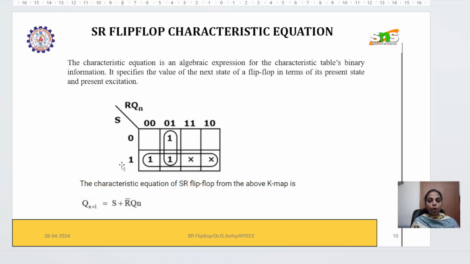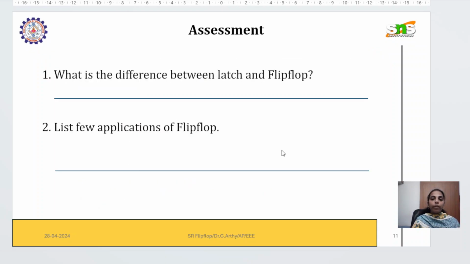In this row, only S is the common term, and here the common terms are R dash and Qn, where 0 belongs to R dash and 1 belongs to Qn. So we will get an equation like this. From this, we can draw the logical circuit. This is all about SR flip-flops.